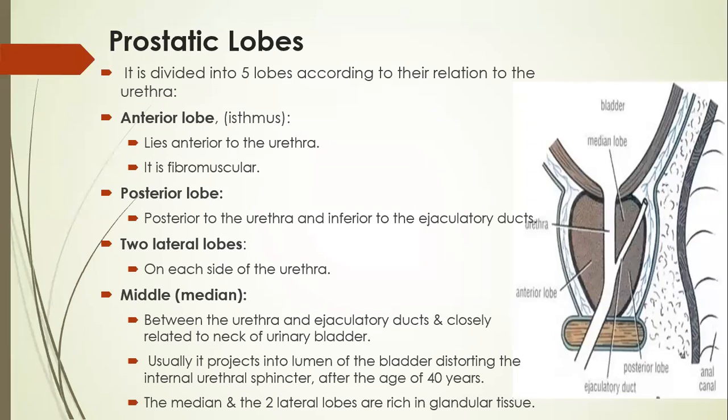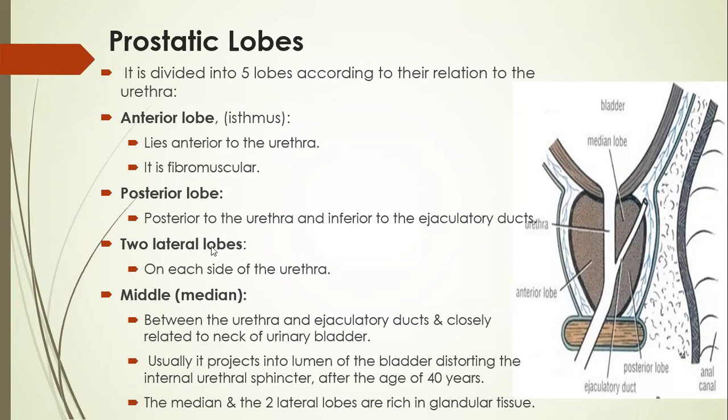Okay, the anterior is the large lobe here. This is the anterior lobe, in front of the prostatic urethra. It is fibromuscular. These lobes are very important because specific lobes go for hypertrophies, and specific lobes go for carcinoma of the prostate. So you should know the lobes. Then we have the posterior lobe, posterior to the urethra and inferior to the ejaculatory duct. Here is the ejaculatory duct, and just below that is the posterior lobe.